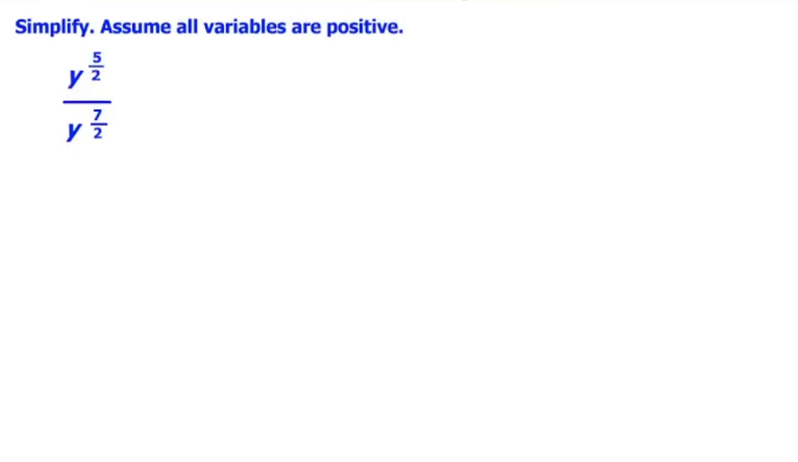In this video, I'm going to review division with rational exponents, and I'm going to review all the tricks you need to know on how to do it. So if we have a problem like this that says simplify, assume all variables are positive, we have y to the 5/2 divided by y to the 7/2.